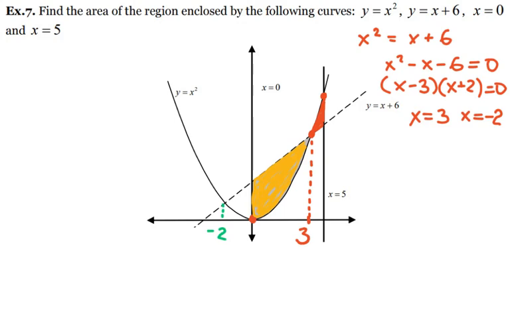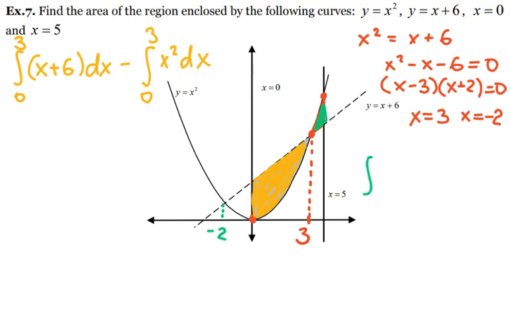For the integral between 0 and 3, I will have the integral from 0 to 3 of x plus 6 dx, since that is the top function, minus the integral from 0 to 3 of x squared dx, the bottom function. For the second area, maybe I'm going to make it in green, the top function is x squared, so between 3 and 5, I have the integral of x squared dx minus the integral from 3 to 5 of x plus 6 dx. Then I will add my two results, and that will be the total area between the given curves.